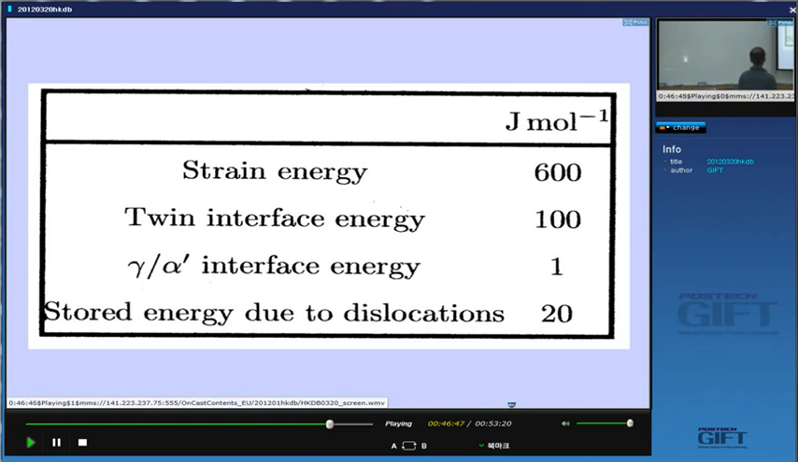So just to repeat that on a diagram, if I'm plotting temperature over here and the free energy change for transformation without any change in composition, okay, so this is the free energy change.